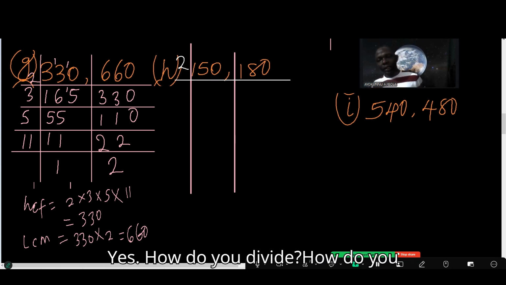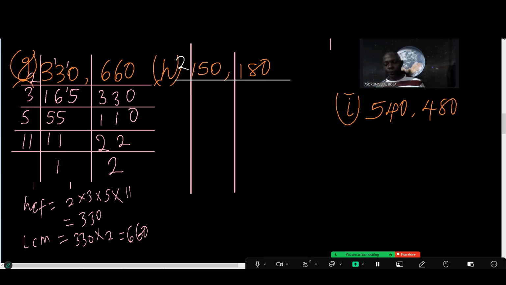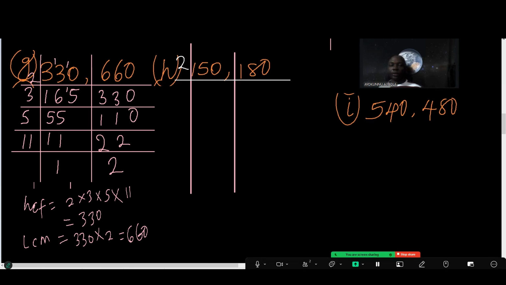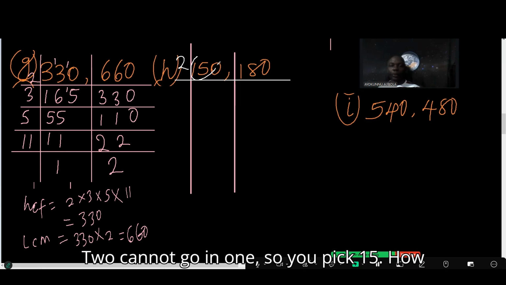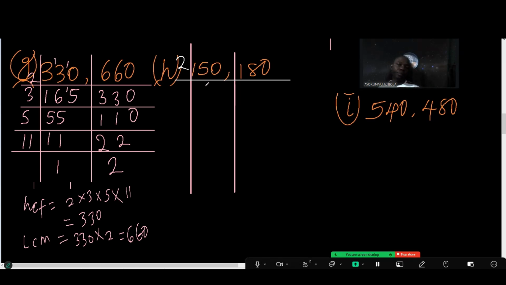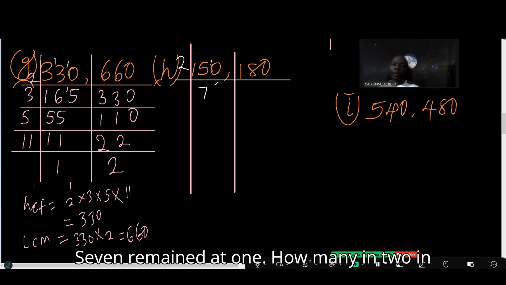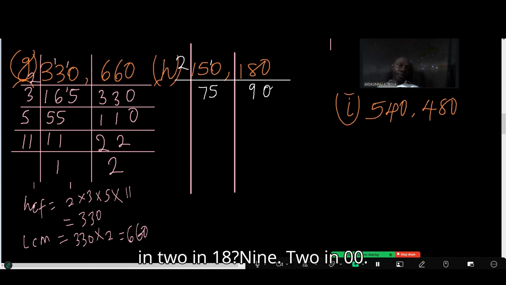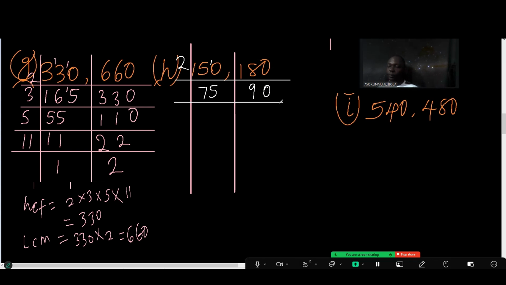Yes. How do you divide by 2? 2 cannot go in 1, so you pick 15. How many 2 in 15? 7 remainder 1. How many 2 in 10? 5. 2 cannot go in 1, pick 18. How many 2 in 18? 9. 2 in 0? 0.